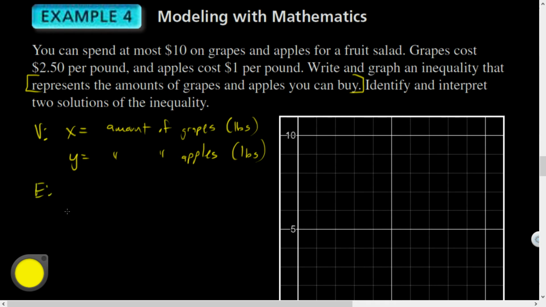And y is going to equal the amount of apples. What should apples be measured in? Pounds. All right. Here's our equation. It says you can spend at most $10 on grapes and apples. So that means my total cost has got to be less than or equal to 10.